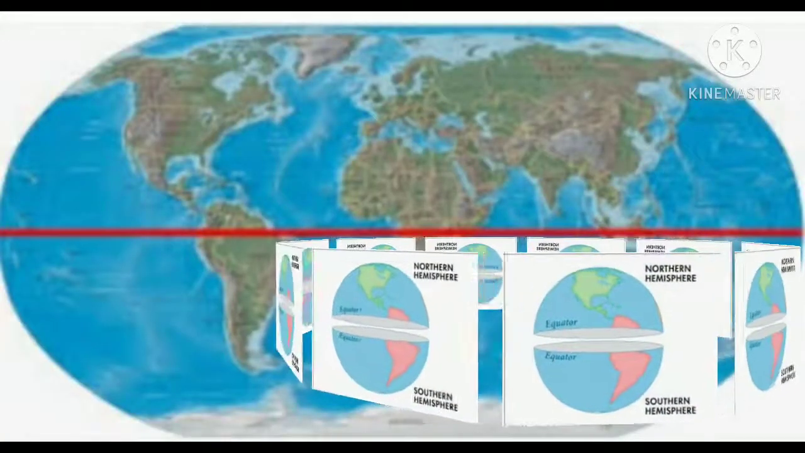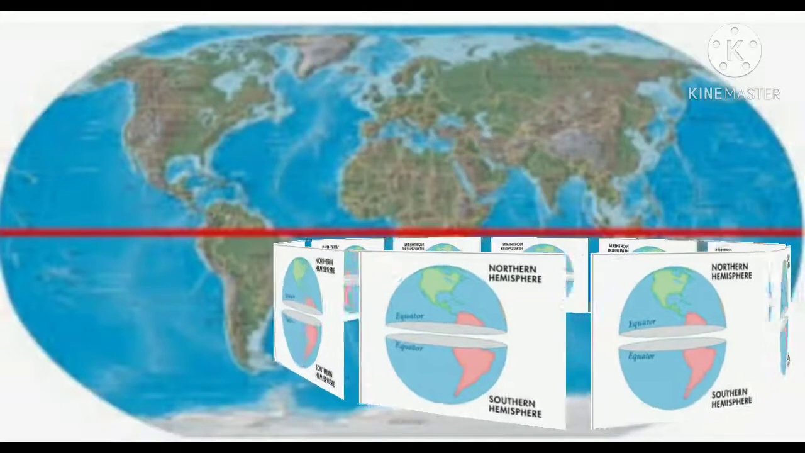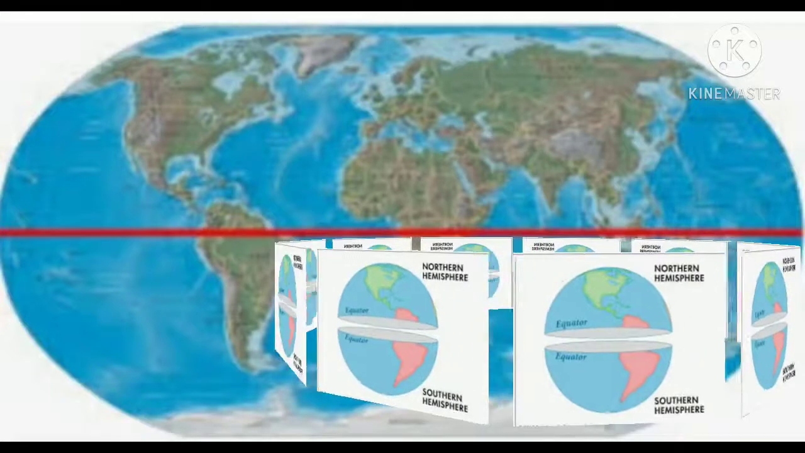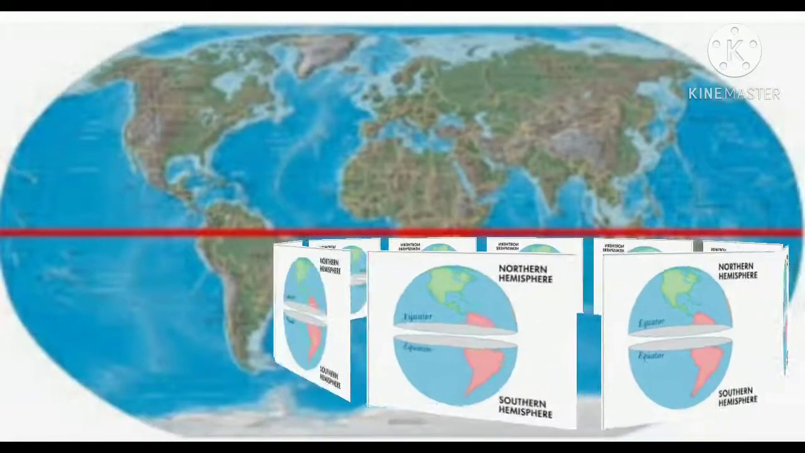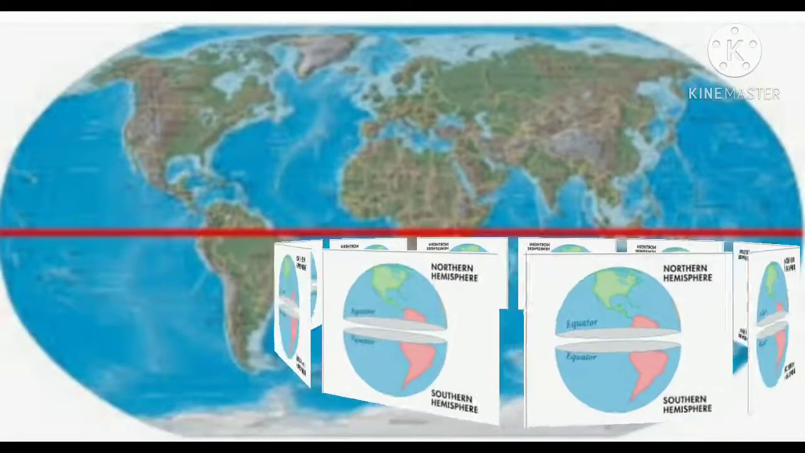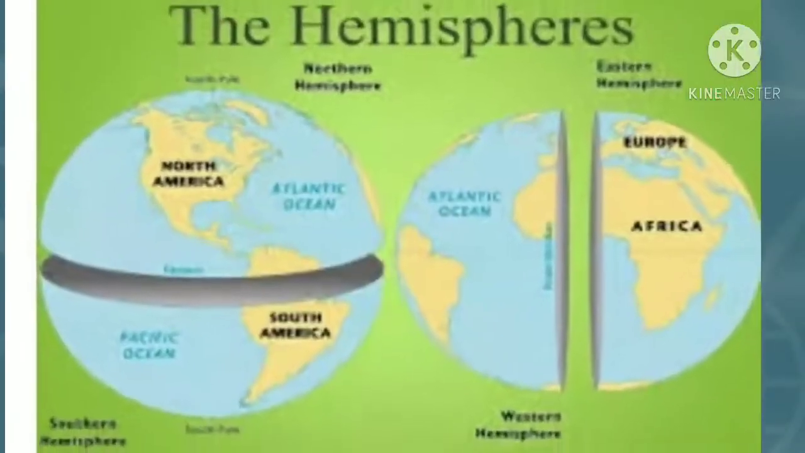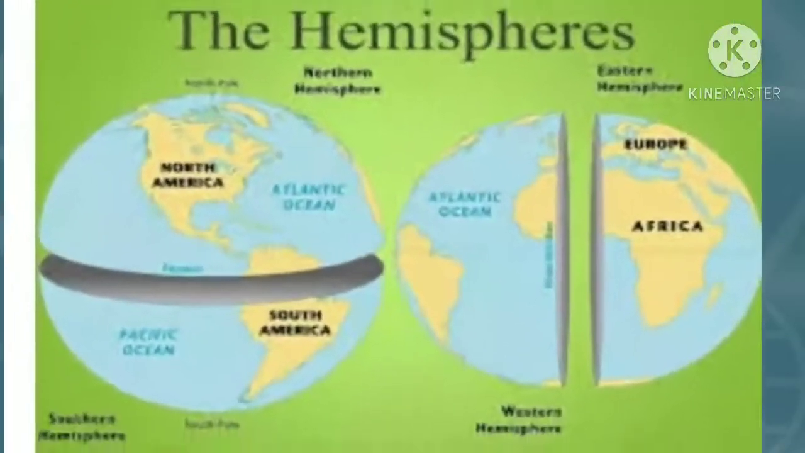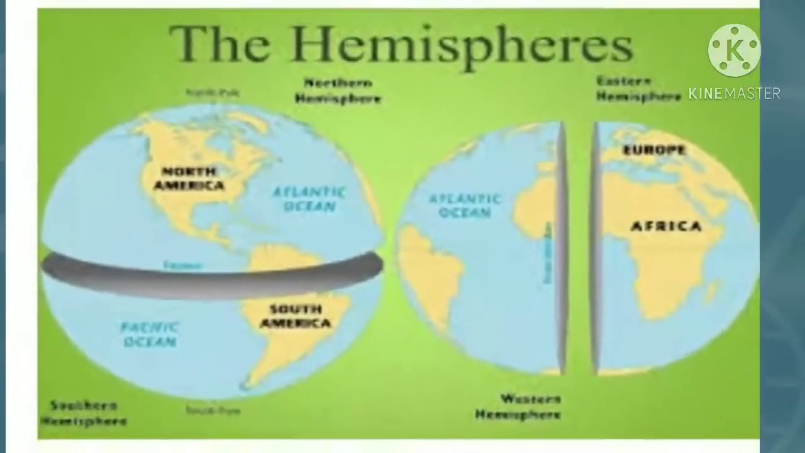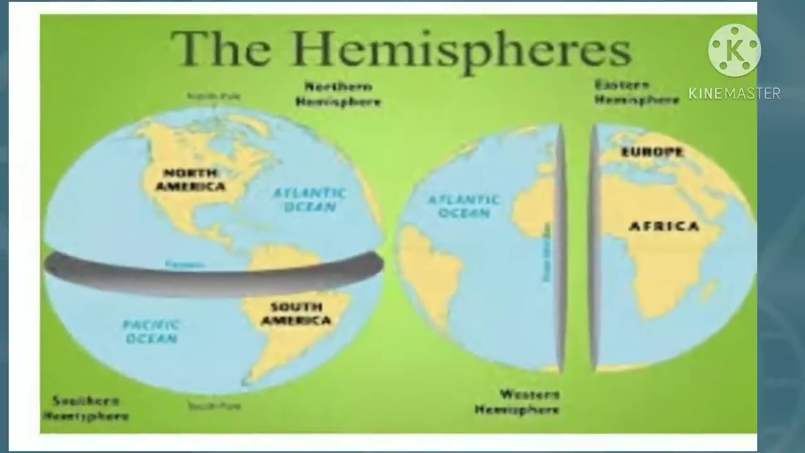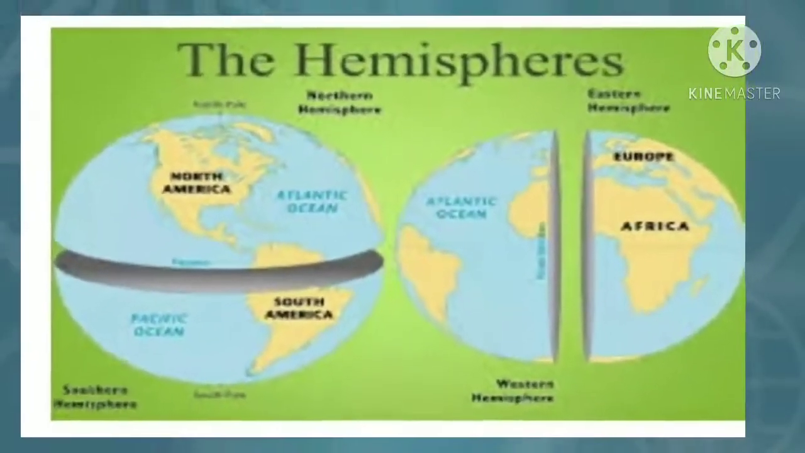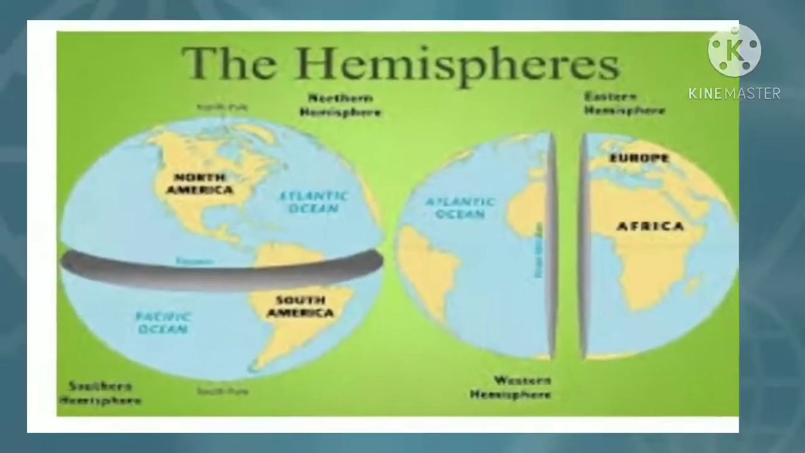Now look at the diagram again. There is a 0 degree equator. Because of the 0 degree equator, the northern hemisphere and southern hemisphere are separated. And because of the prime meridian, the eastern hemisphere and western hemisphere. Now these hemispheres are very important to determine the location of India and Brazil.